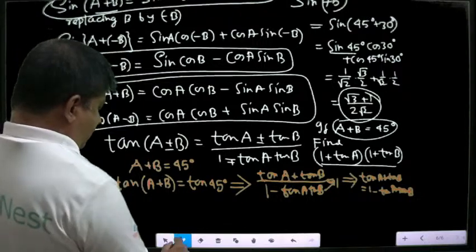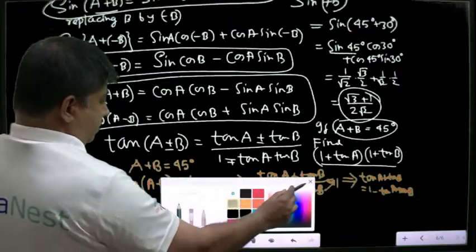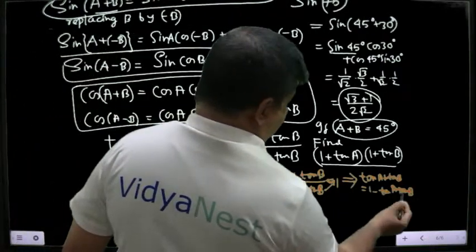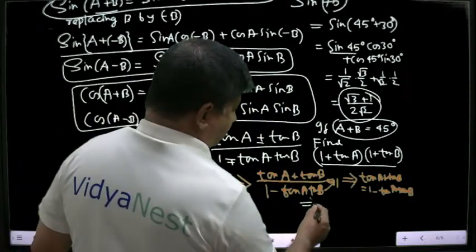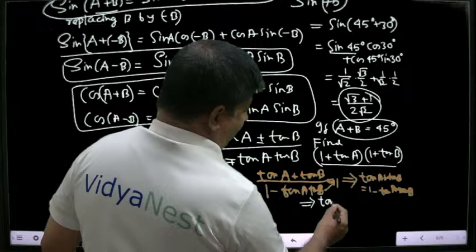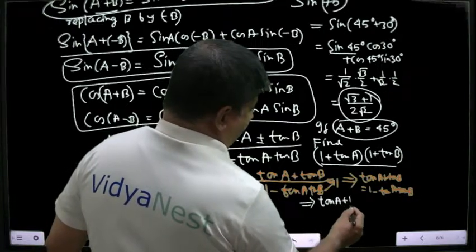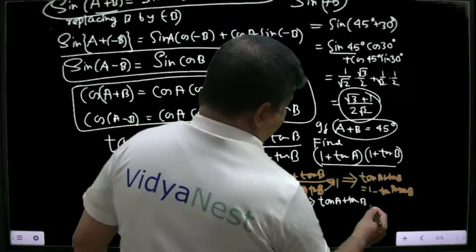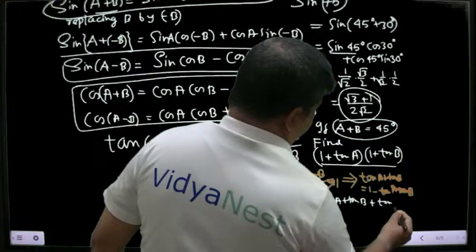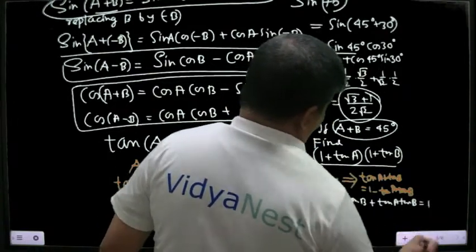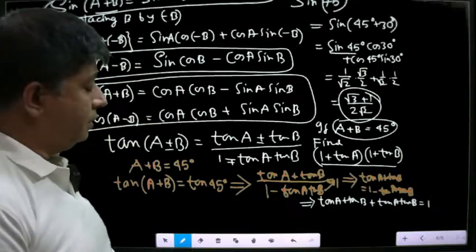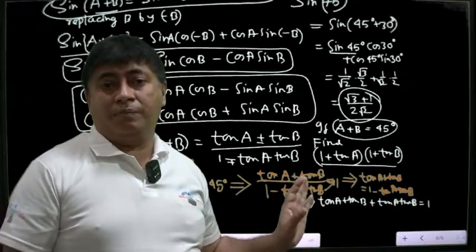After this stage, you bring all the trigonometric terms to one side. You have tan A plus tan B on the left hand side, plus tan A tan B is equal to 1. Okay. Now, give a pause.